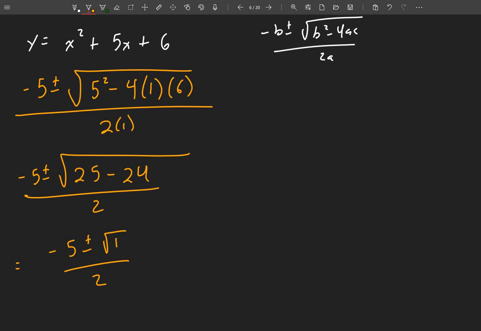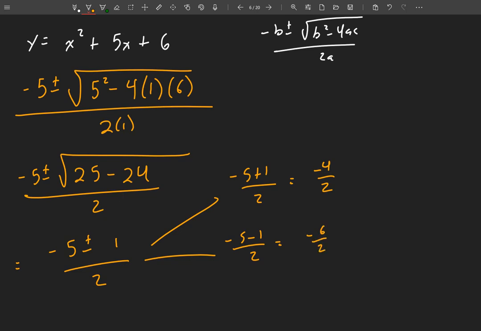Okay, that's going to give me, well, the square root of 1 is just 1, right? So I'm just going to go ahead and get rid of that. This is negative 5 plus 1 over 2, and negative 5 minus 1 over 2. That's going to be negative 4 over 2. Oh, let me write that a little better. And this is going to be negative 6 over 2.